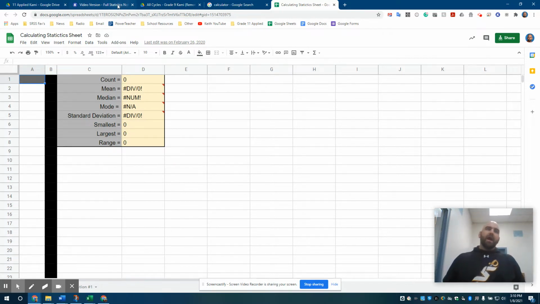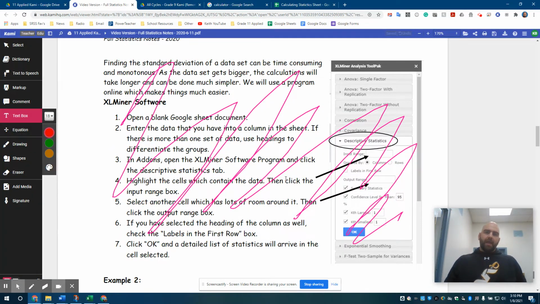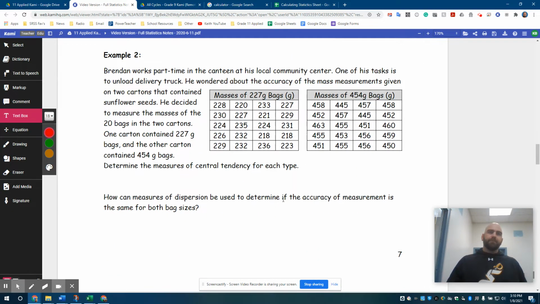Now I'm going to take a look at how we use this sheet and how it gives us the information that we need. So here's an example that we're going to be taking a look at. Brendan works part-time in the canteen at his local community center, and one of the tasks that he has is to unload delivery trucks. He wonders about the accuracy of the mass measurements given on 2 cartons that contain sunflower seeds. If you look at a package of sunflower seeds or chips or really anything that's packaged, it'll often say a mass on there. Are those masses accurate? Well, we kind of assume they are, but in fact, they're not. There's always some variability in how accurate those numbers are.